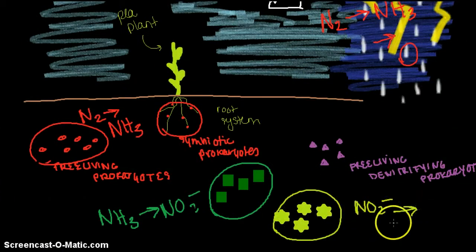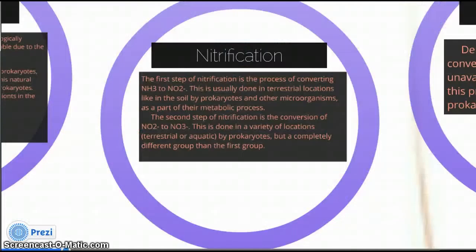Now, as described here, there is a second step to nitrification, and this is the process of converting NO2- into NO3-. And this is done here by the second nitrification bacteria, and they're a completely different group, as you can see, than the first nitrification bacteria.